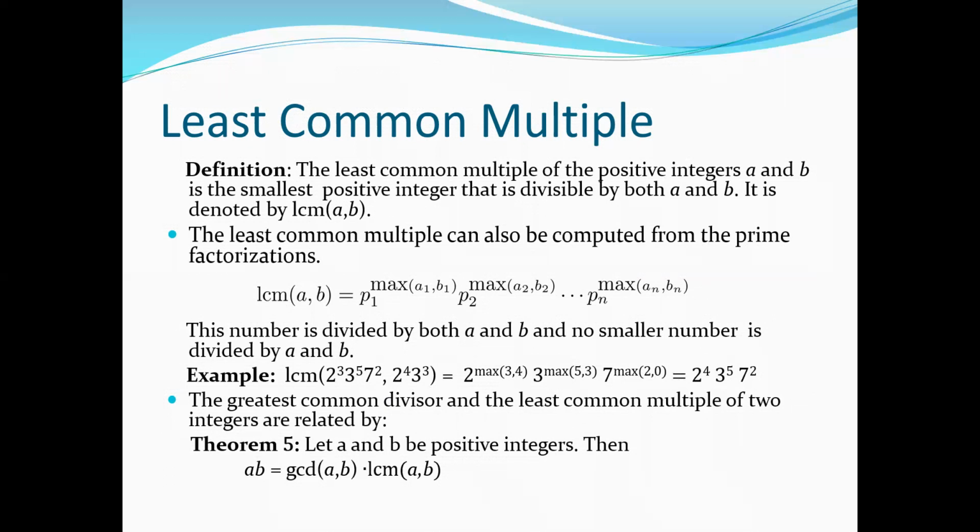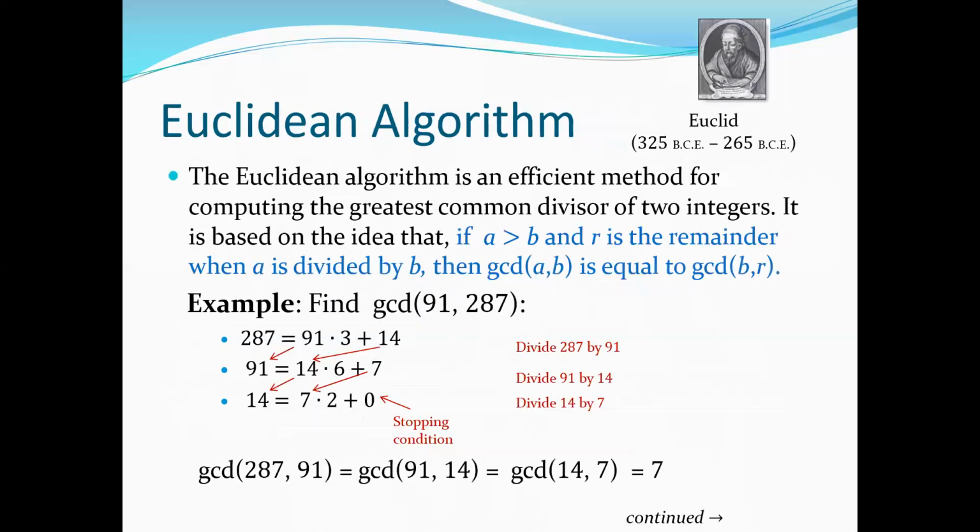Okay, and also we have another theorem, which is theorem number 5, and that involves GCD and LCM. Let a and b be positive integers. When we multiply a and b, it is equal to GCD(a,b) times LCM(a,b). So when we multiply the GCD and the LCM of a and b, it will yield the product of a and b. That's theorem number 5.